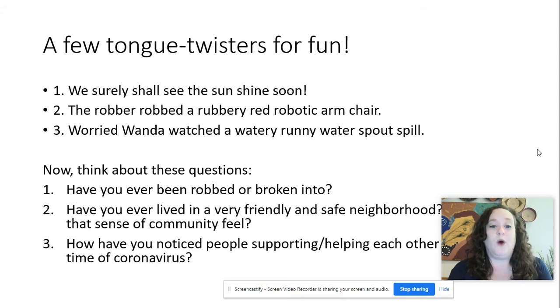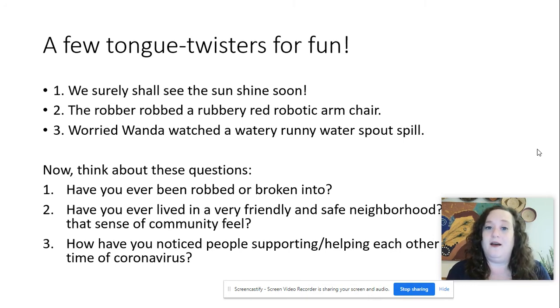Worried Wanda watched a watery, runny water spout spill. Okay, again. Worried Wanda watched a watery, runny water spout spill. Okay, I'm going to try to say it more quickly this time. Are you ready? Worried Wanda watched a watery, runny water spout spill. Whew, that was tough. Okay, your turn. Let's try it again. Slowly again.